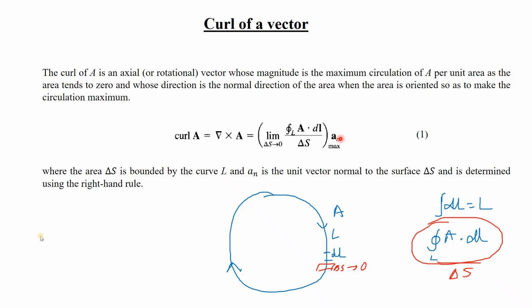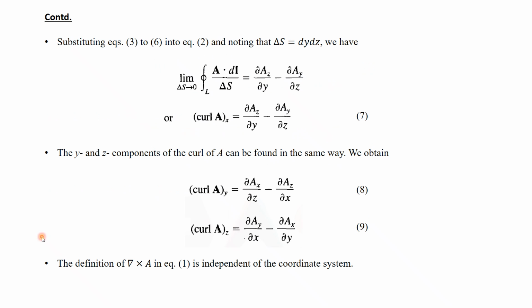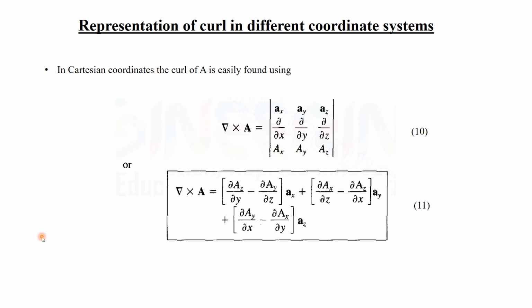If you put an area over here that tends to 0, you will get the per unit area, and the resultant will be perpendicular. Where delta S is bounded by curve L, and an is the unit vector normal to the surface. This is called the curl of a vector. The mathematical proof is not required, so now let us concentrate on the calculation part, which is more important for your exams.